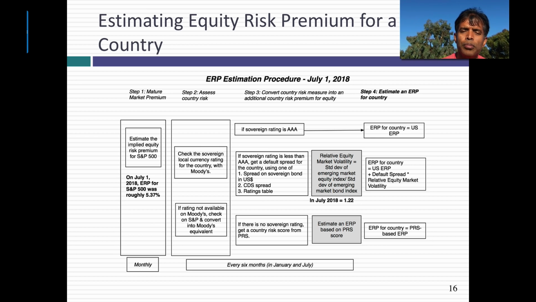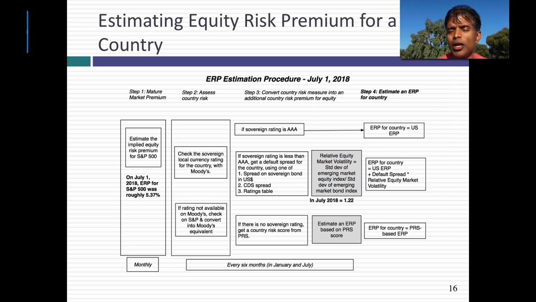So to give you an example, if you have a country with a default spread of 2%, I multiply that by 1.22 to come up with 2.44%. That becomes my additional equity risk premium in that country. I add it to the 5.37% I have for the US. I have a total risk premium for the country. I do this for every rated country.